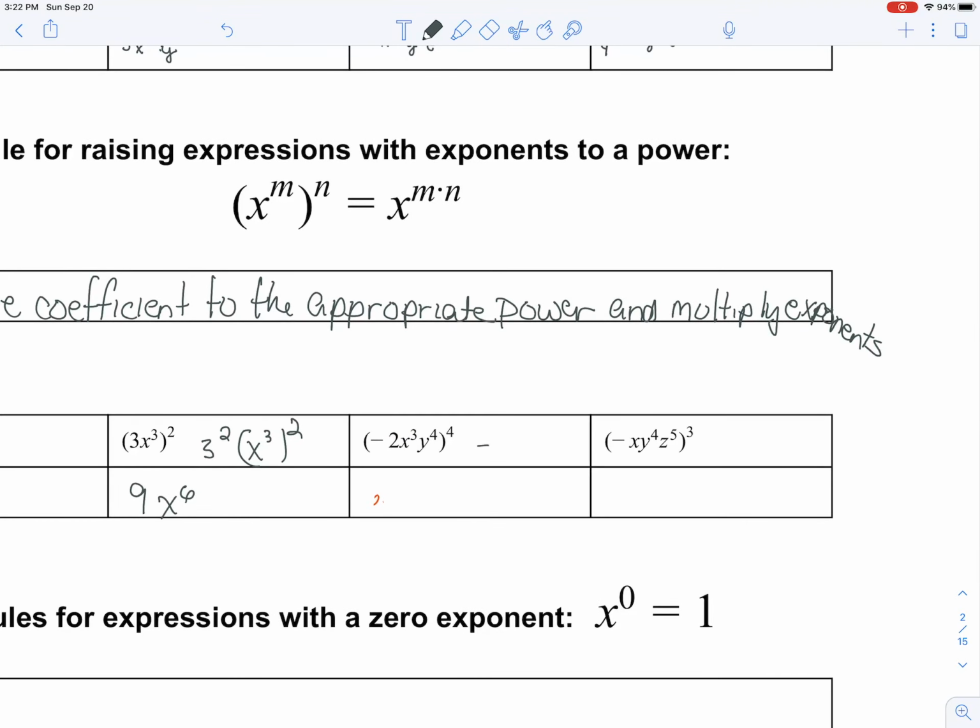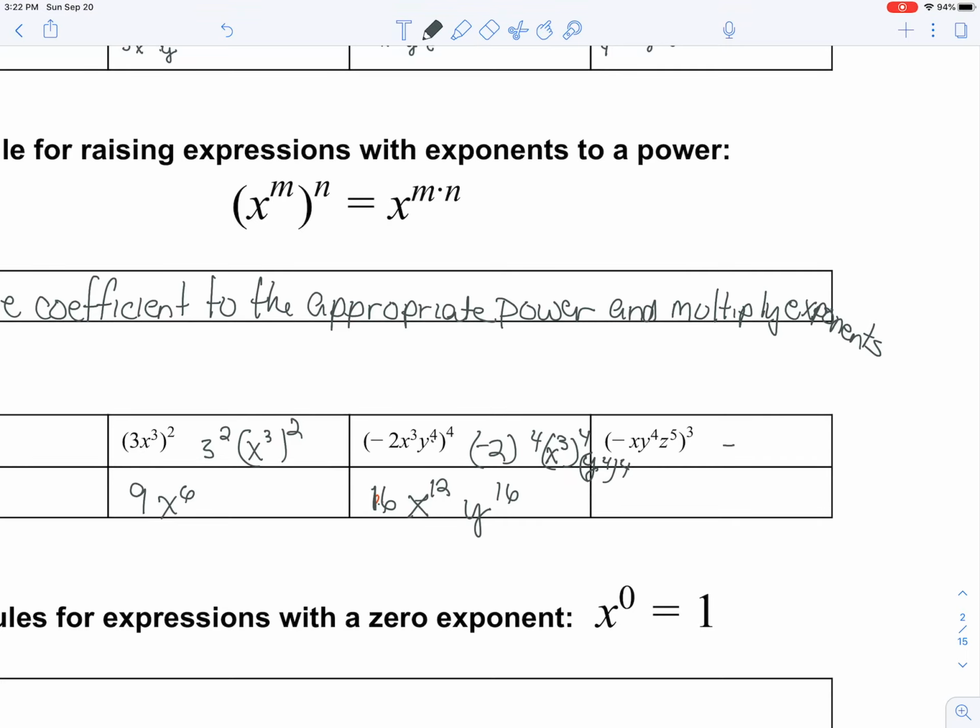For this one, we have to write this as negative 2 to the fourth, x cubed to the fourth, and then y to the fourth raised to the fourth. Okay, so negative 2 to the fourth, we've already done that. We said it was 16. And then we're multiplying those exponents, so that's going to be x to the 12th. Multiplying those exponents, that's going to give us y to the 16th.